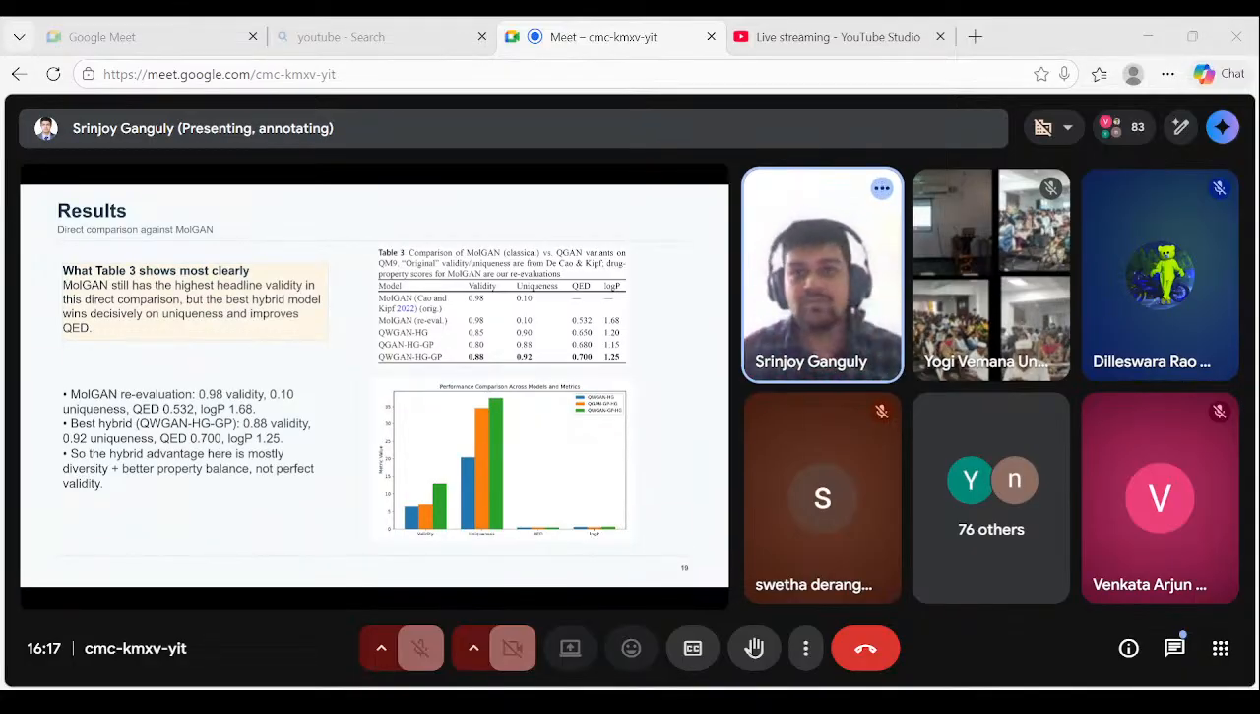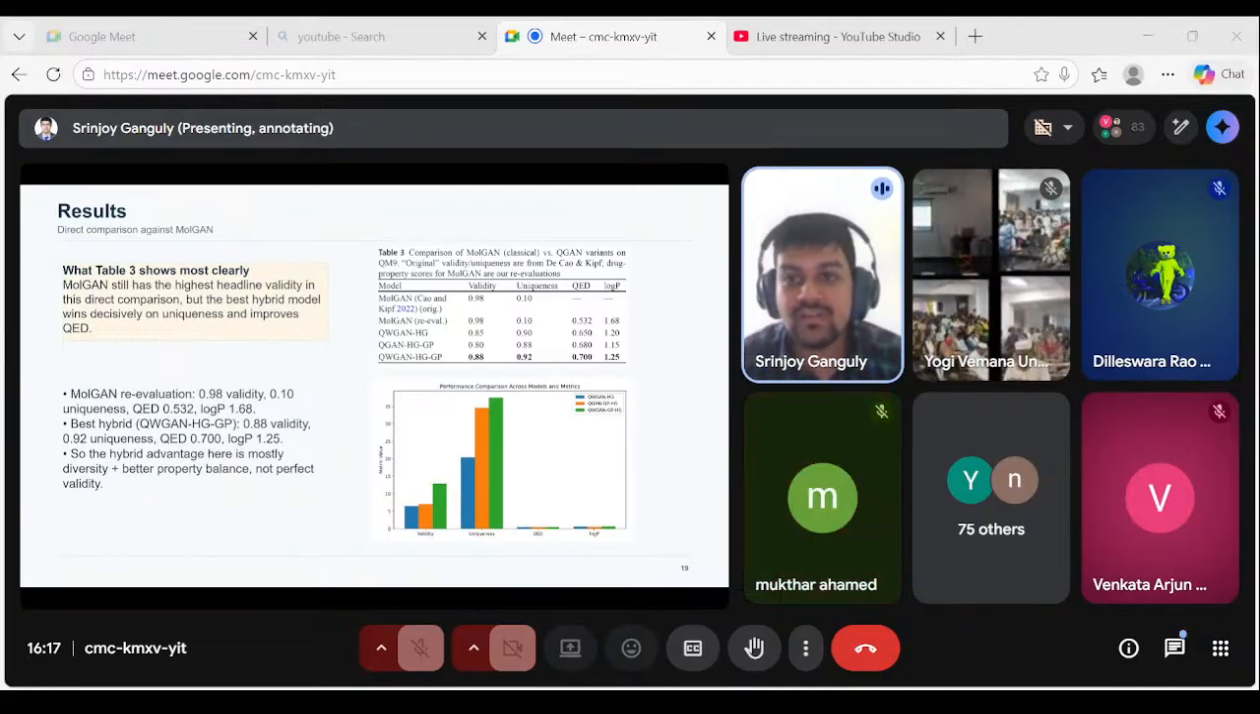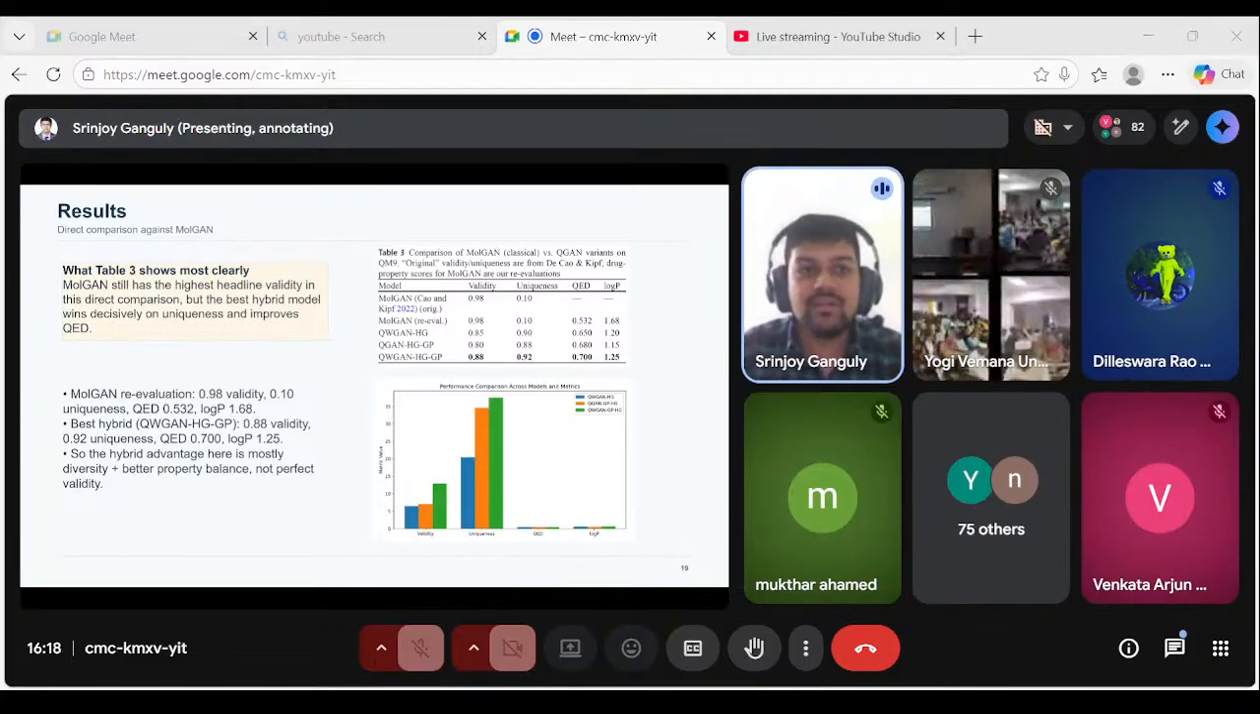But for now, if we see some of the different validity metrics, whether it's a valid drug, whether it's unique, new, whether the quantitative estimate of drug likeness, QED, is higher or not, whether the log p octanol coefficient is nice or not. The log p octanol coefficient is just solubility, whether you can dissolve the drug in water, essentially.